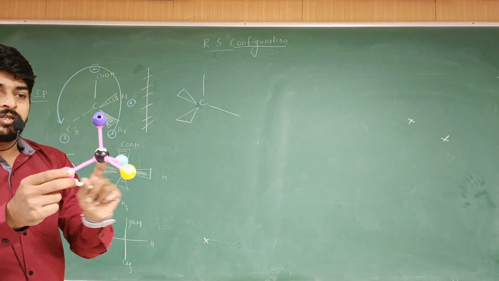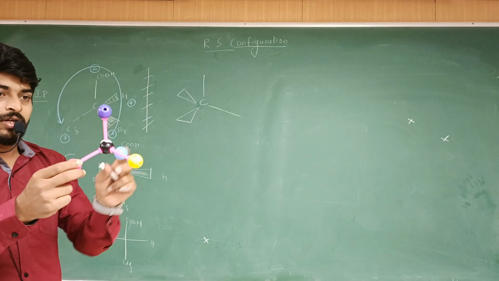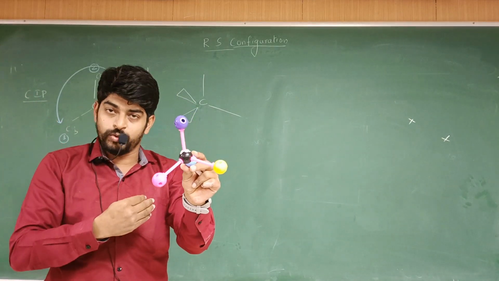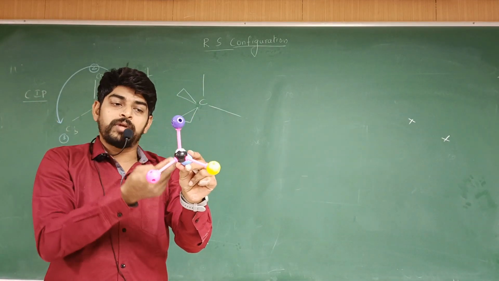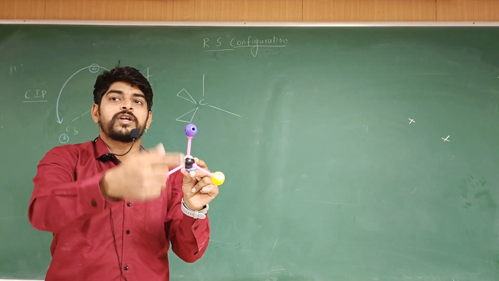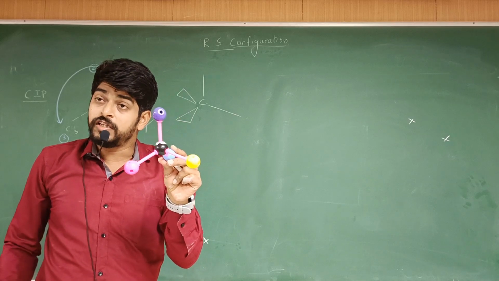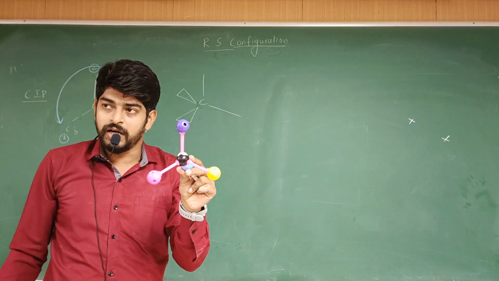For that orientation, most importantly, you have to put the least priority group, which is labeled 4, completely away from the viewer. You are the viewer. So it is completely away from the viewer. Then check whether the remaining 3 groups are clockwise or anti-clockwise. If they are anti-clockwise, S. If they are clockwise, it will become R.